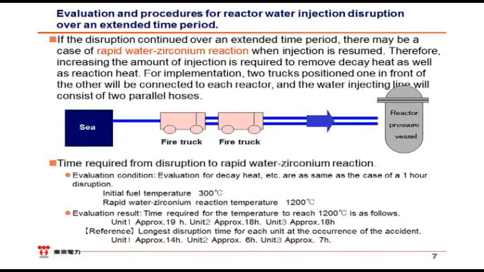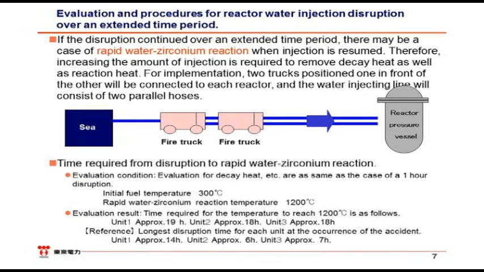In case water injection is disrupted for a long time, we assume that the oxidative reaction of zirconium with water will escalate due to the increase in fuel temperature. Based on the assumption that the fuel temperature at the earlier stages was 300 degrees Celsius, it will take approximately 19 hours for Unit 1, approximately 18 hours for Unit 2, and approximately 18 hours for Unit 3 until the temperature reaches 1,200 degrees Celsius, where oxidative reaction of zirconium with water will escalate severely. Therefore, we have to resume water injection within the 3 hours since the water injection was disrupted.